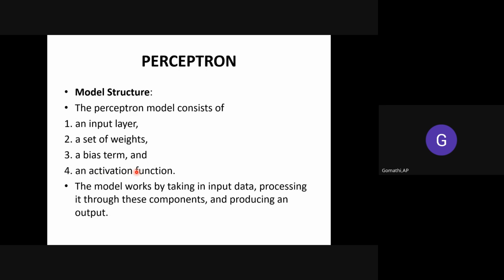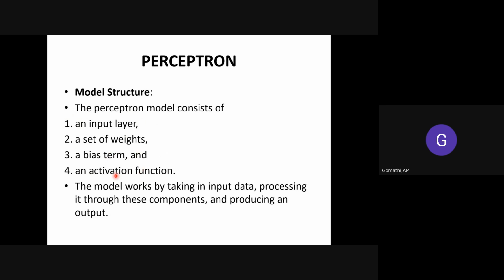So this is the important concept used in the activation function. That step function outputs one class label if the weighted sum is above a certain threshold, and another class label otherwise. If the weighted sum is greater than or equal to the threshold, the output is 1. If the weighted sum is less than the threshold, the output will be 0. So we can call it class B. These are the components or structure used in the perceptron.